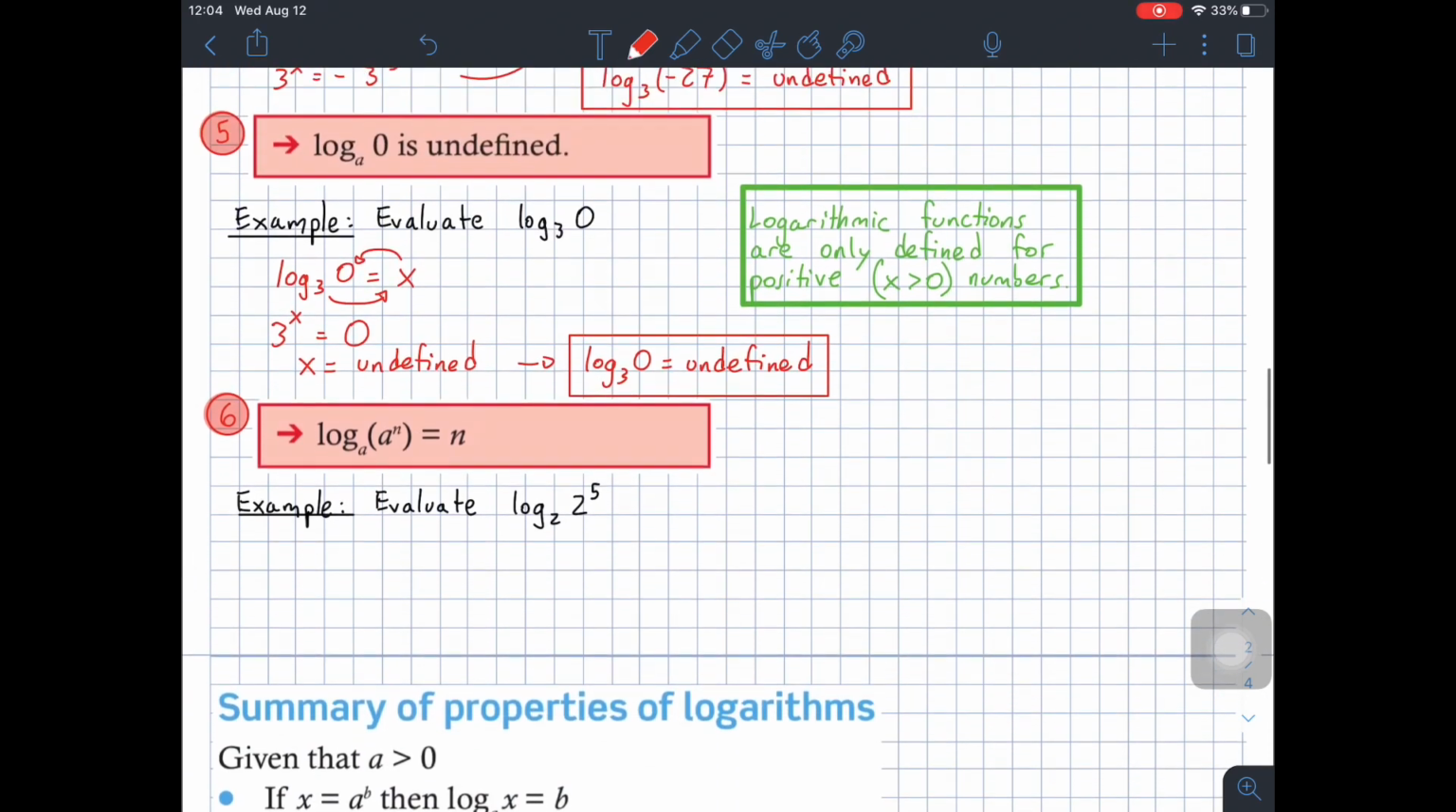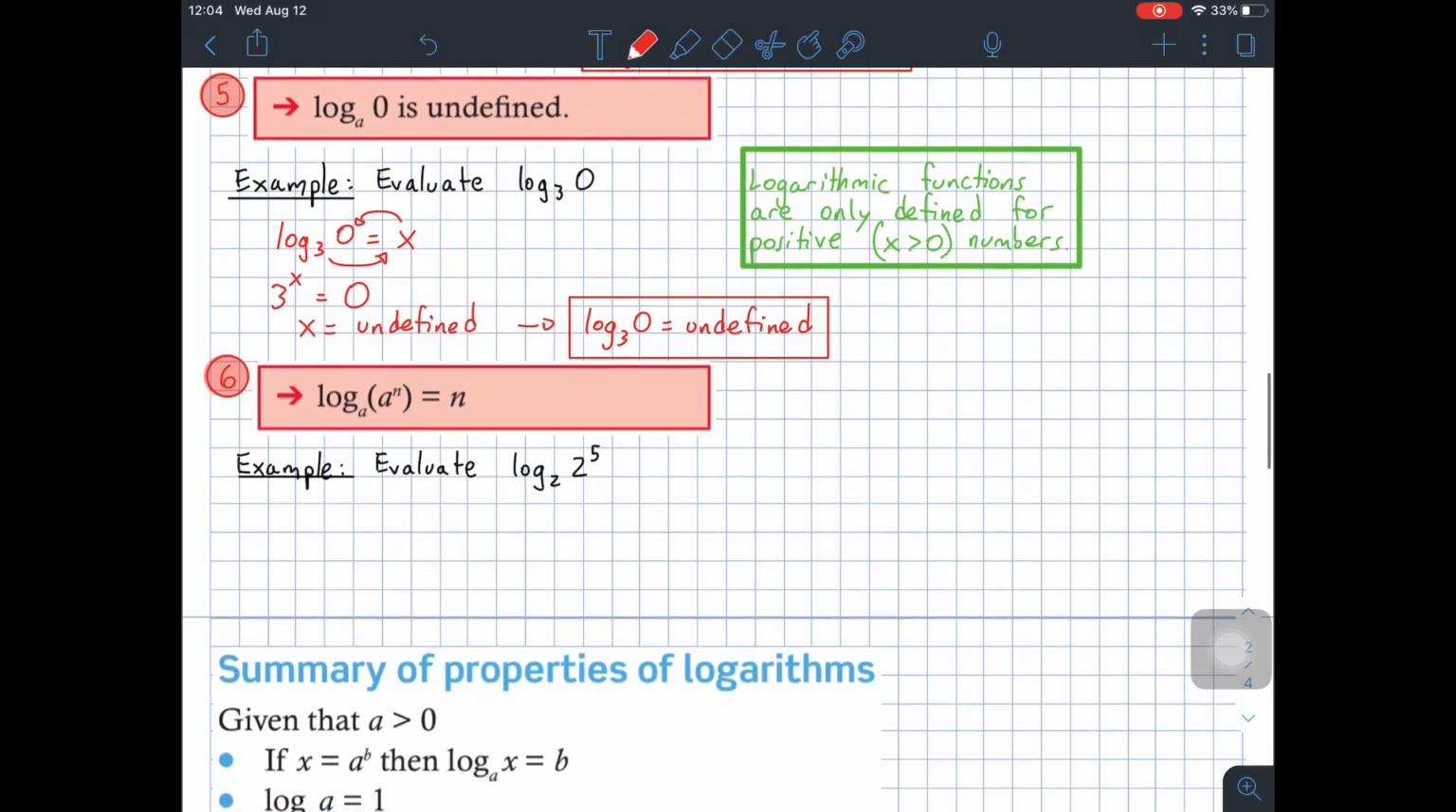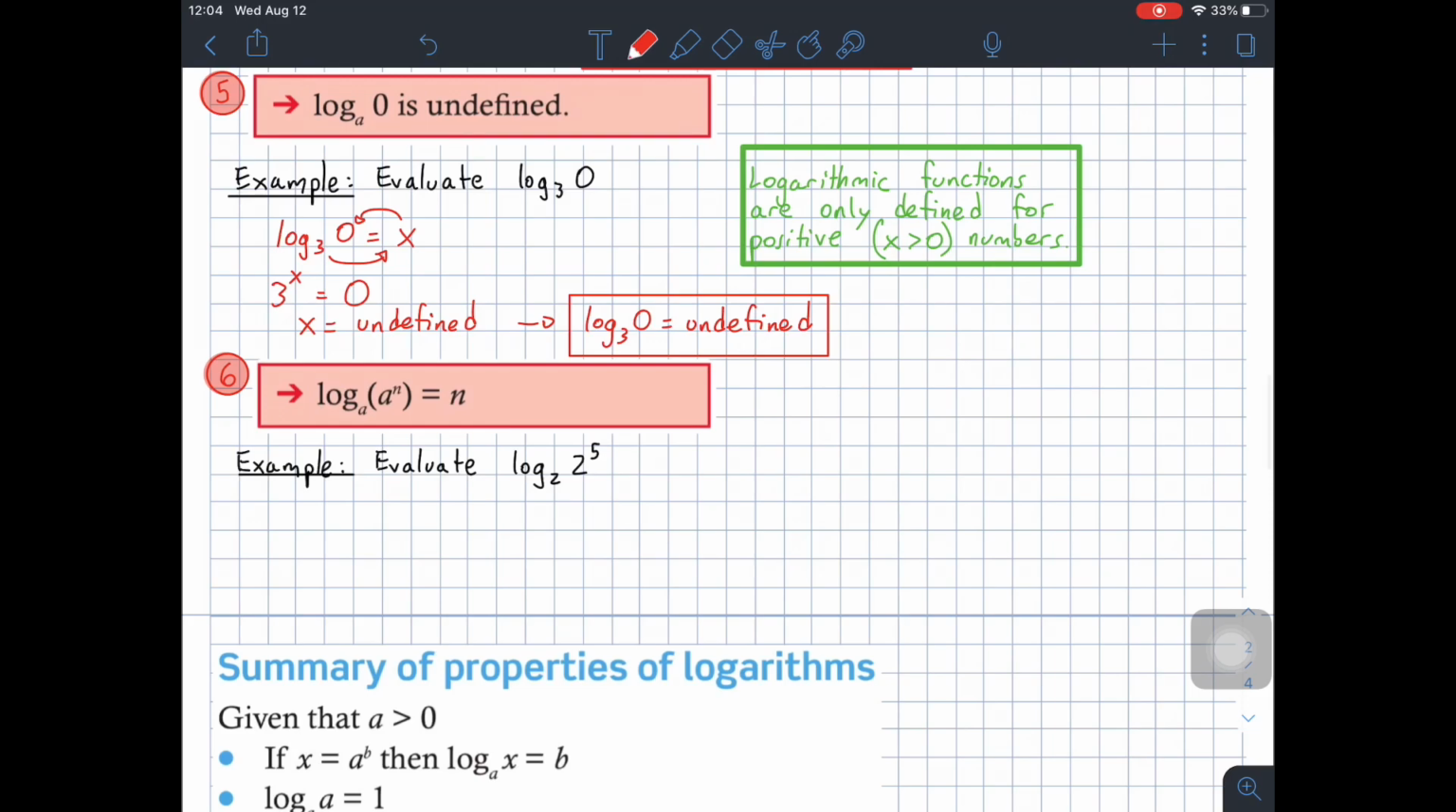Finally, property number 6, it says log base a of a to the power of n is equal to n. So this is a property that I applied at the very beginning when we solved the problem of 5 to the power of x equals 27. So let's see why this works.